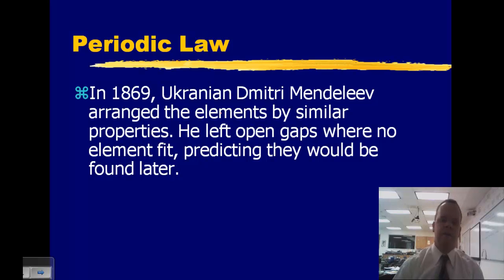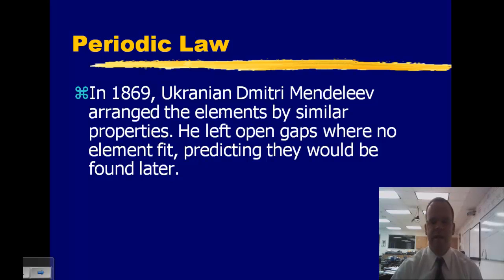The periodic table comes from a Ukrainian scientist in 1869 by the name of Dmitry Mendeleev. He arranged the elements based on similar properties. The genius in his original idea was that he left open gaps in the periodic table and predicted the elements that would fill those gaps and what properties those elements would have. These elements were later discovered, and they had most, if not all, of the properties that Mendeleev said they were going to have.